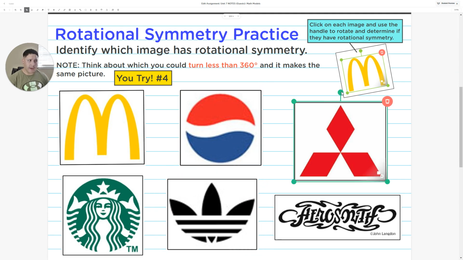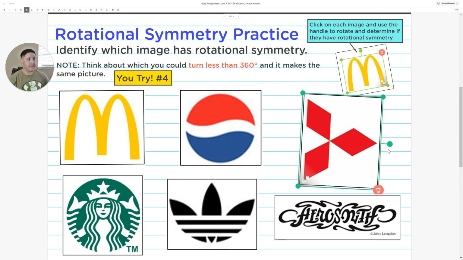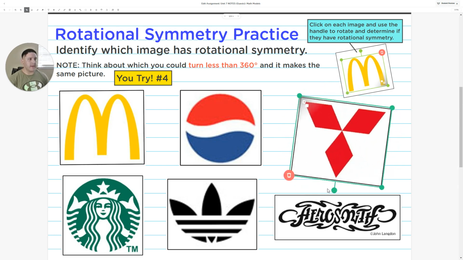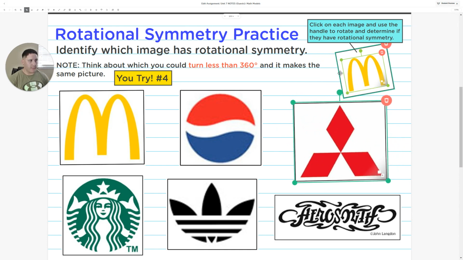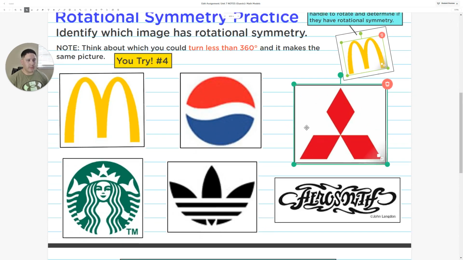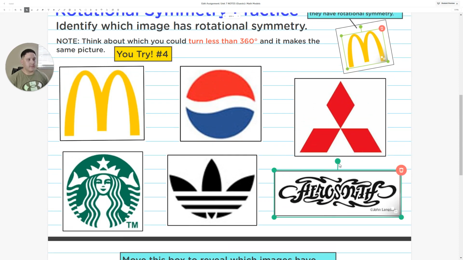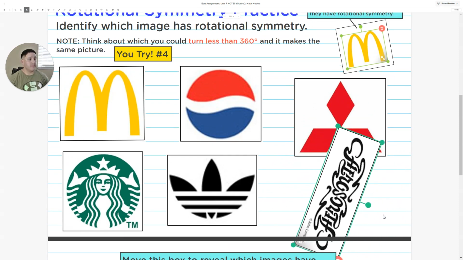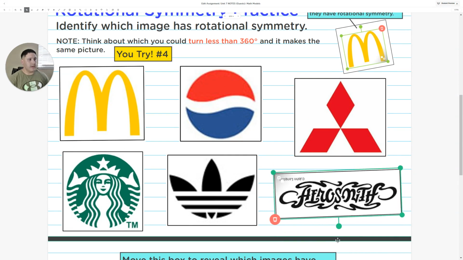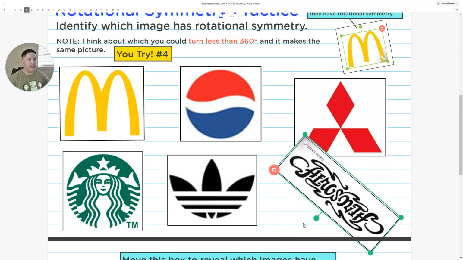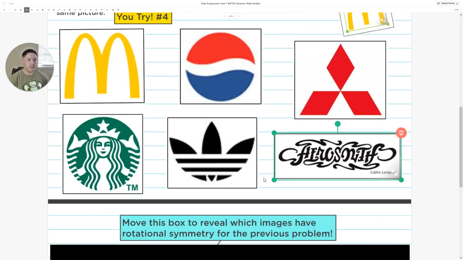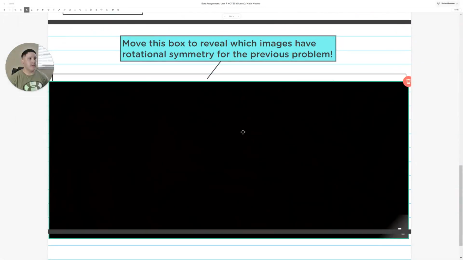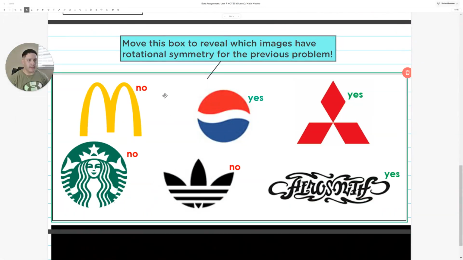This diamond logo, I forgot what it's associated with. Yes, you can make it look like the original a couple other times before you get back to its starting point. This sign right here, yes, Aerosmith upside down is still Aerosmith. So this does have rotational symmetry. Okay, then here are your answers. No, no, no, yes, yes, yes.